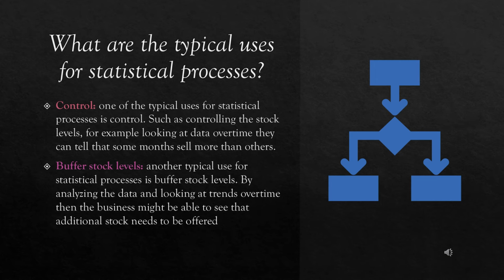What are the typical uses for statistical processes? The first typical use for statistical processes is control, such as businesses will use it to control their stock levels. For example, they would look at data over time and then they can tell that some months they sell more products than other months. Another typical use for statistical processes is buffer stock levels. So by analyzing the data and looking at the trends over time from the data that has been gathered, then the business can see that additional stock might need to be offered at different times.